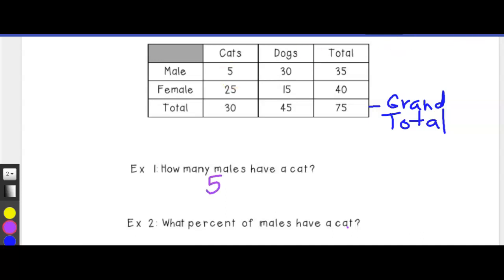All right. The next one is, what percent of males have a cat? So "of males" is important to recognize, and we're going to talk about this especially on the next slide. When it's talking about what percent of males have a cat, we need to make sure that we're only looking at this male area. I know that 5 males have a cat, but of all of the males, that's 35. There were 35 males.